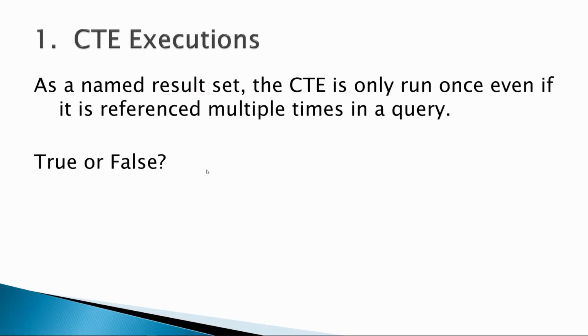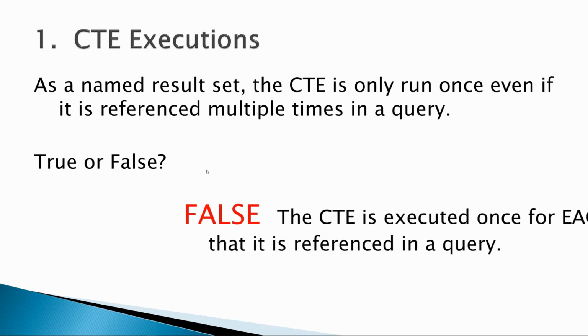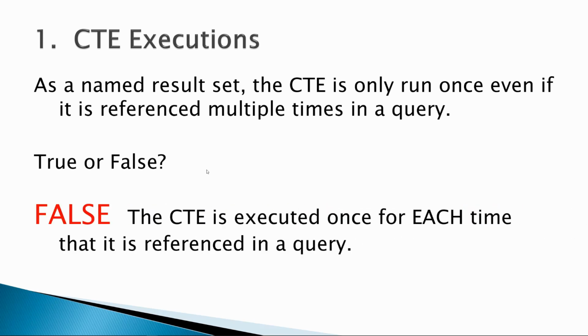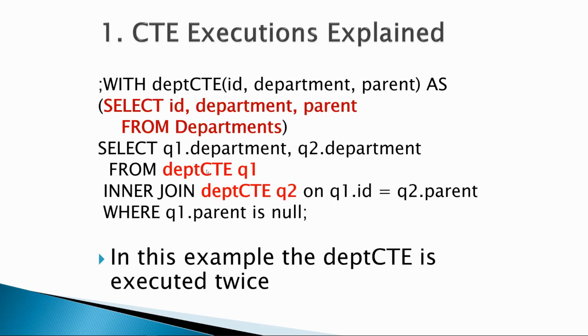CTE executions. As a named result set, the CTE is only run once, even if it's referenced multiple times in a query. Is that true or is that false? That is false. The CTE is executed once for each time that it is referenced in a query. In this example, the department CTE is referenced in a self-join, so that inner query in the dark red will be run twice.